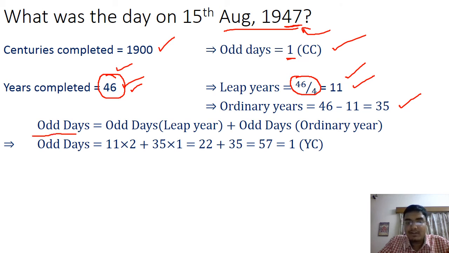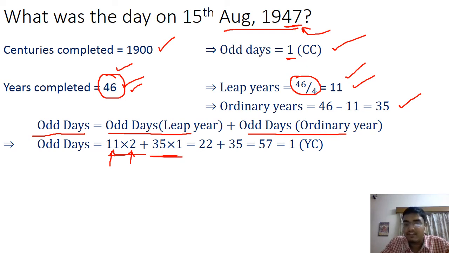Then how to calculate the odd days? We'll add the odd days by leap year plus odd days by ordinary year. So from leap years we had 11 into 2, because 11 leap years are there, multiplied by 2 odd days. Each leap year gives us 2 odd days. And for ordinary year we have 35 into 1, 35 number of ordinary years and 1 odd day each. So this comes out to be 57. When you divide 57 by 7, you get the remainder as 1.